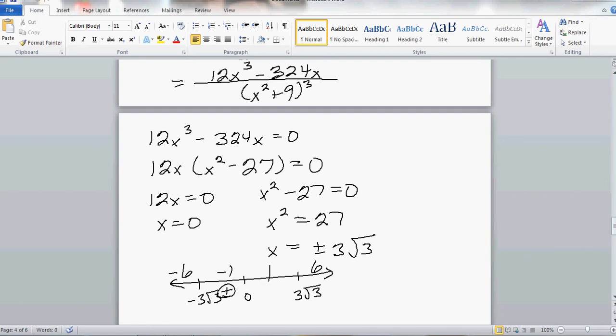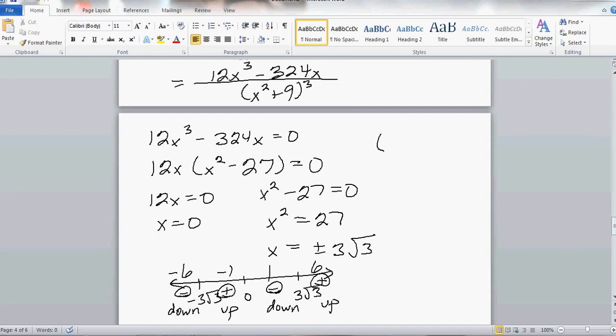Plugging in 1, we get 12 times 1 minus 324 times 1, the huge negative number here. Negative over positive is negative. Plugging in negative 6, and here's where it's not quite as simple, but realize that if you plug in negative 6 and cube it, you get a pretty big negative number, but you get a pretty big positive number here. But as it turns out, that will be negative, and likewise at positive 6 we end up with a positive, which means, since this is the second derivative test, this is concave down, concave up, concave down, concave up.